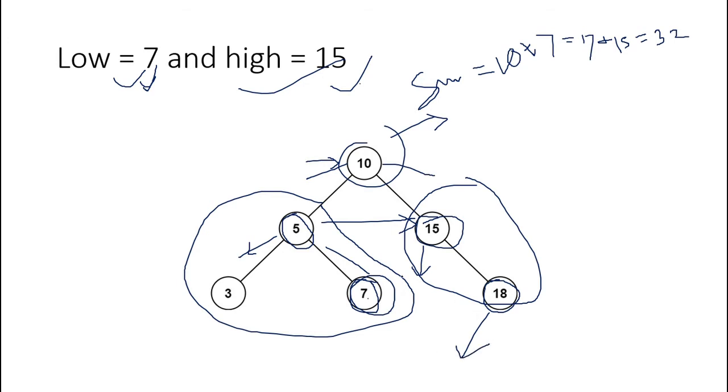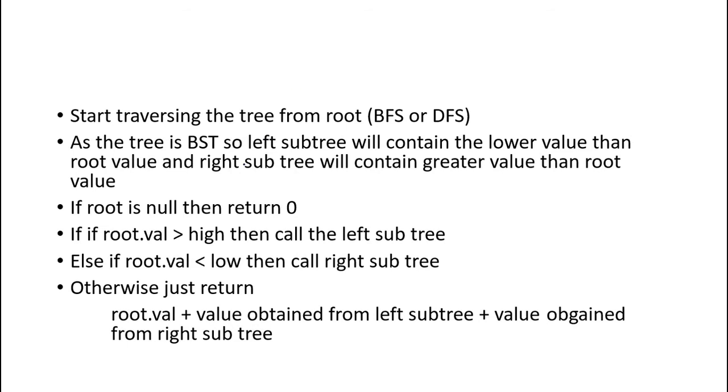So our final answer will be 32. Now let's discuss the algorithm for this. Here we will start traversing the tree from the root, applying the BFS or the DFS algorithm, knowing the property of the binary search tree. As the tree is a BST, the left subtree will contain lower values than the root value, and the right subtree will contain greater values than the root value.